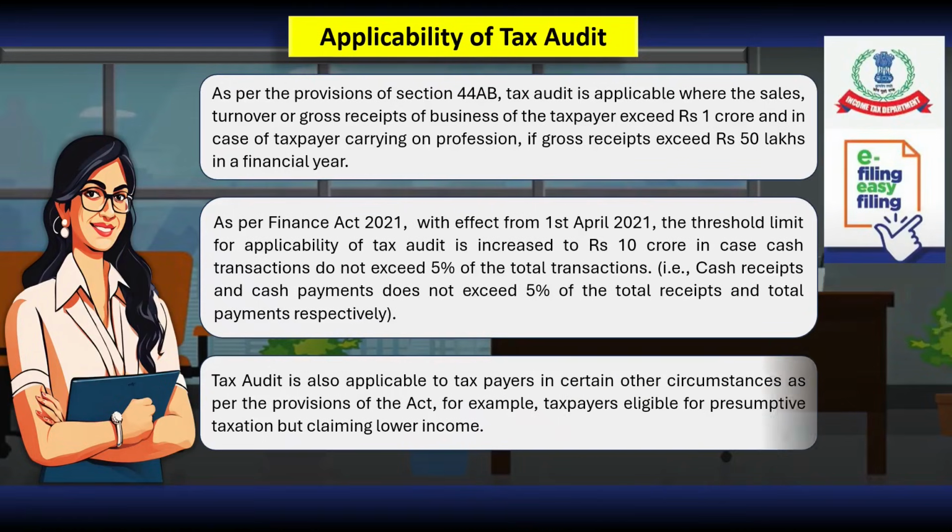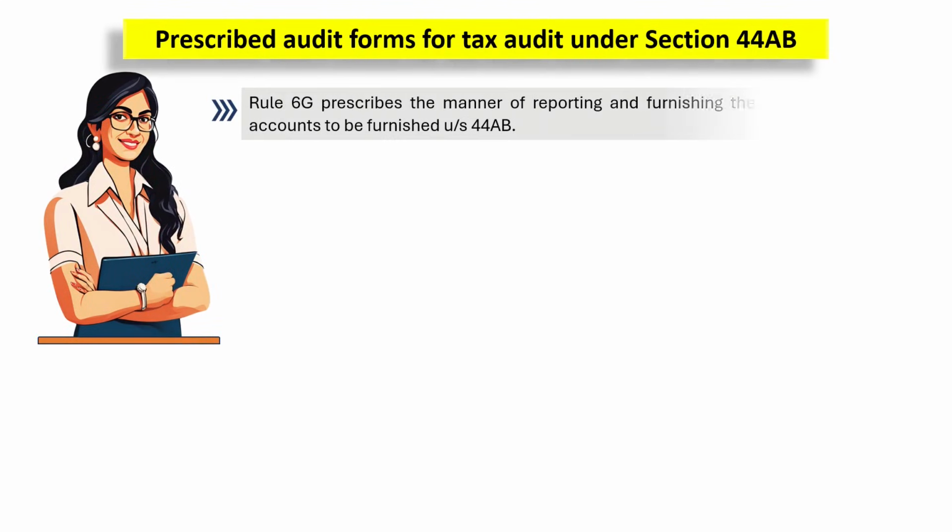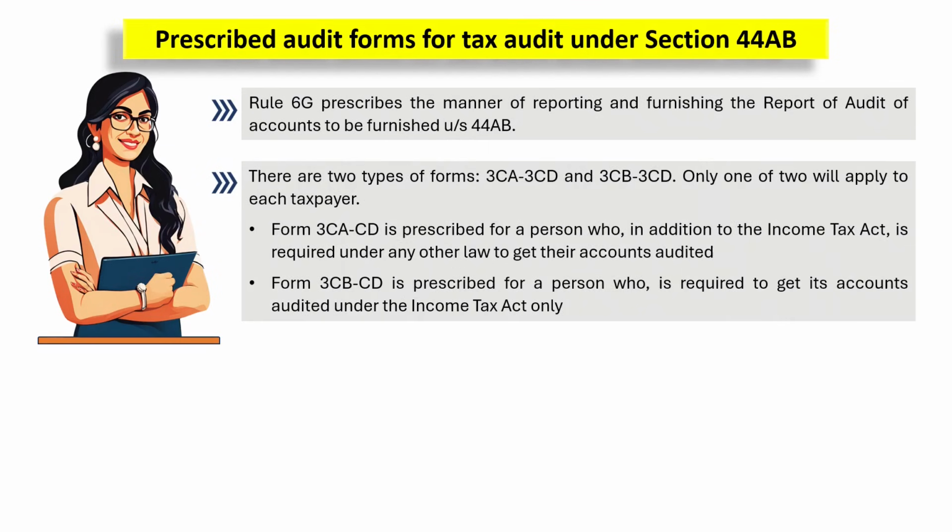Tax audit is also applicable to taxpayers in certain other circumstances as per the provisions of the Act, for example, taxpayers eligible for presumptive taxation but claiming lower income. Rule 6G prescribes the manner of reporting and furnishing of the tax audit report. There are two types of forms, Form 3CA 3CD and Form 3CB 3CD.